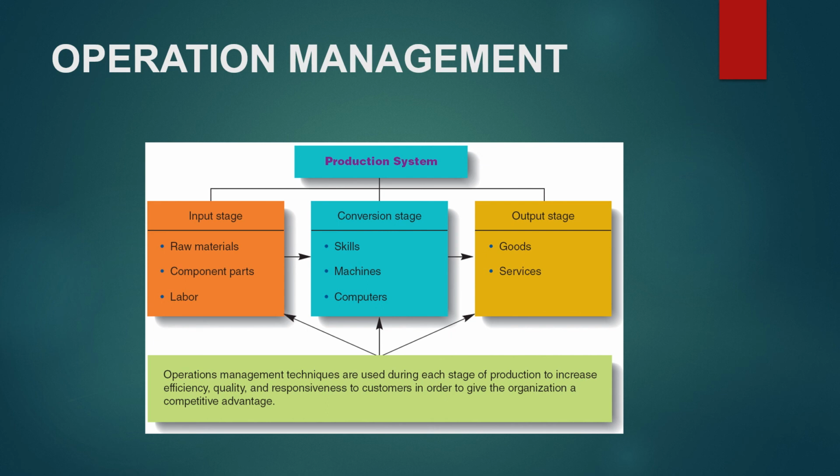Production system. Input stage: raw materials, components, parts, and labor. Conversion stage: skills, machines, computers. Output stage: goods and services.